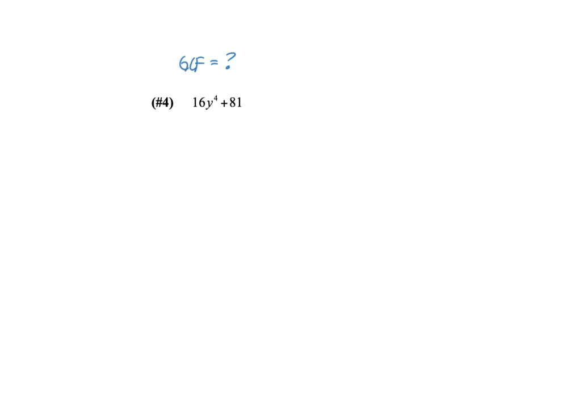The only thing I know that goes into 16 are things like 2 and 4 and 16, and none of that's going to go into 81 because it's odd. Okay, so there's no GCF. The next question is, are these things perfect squares? Well, they actually are.